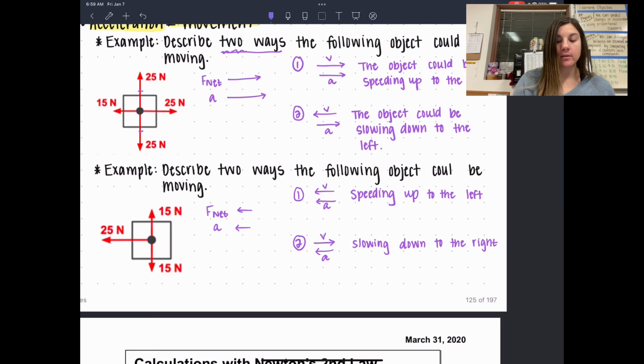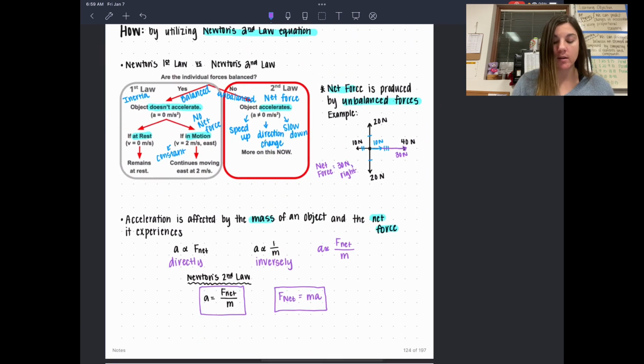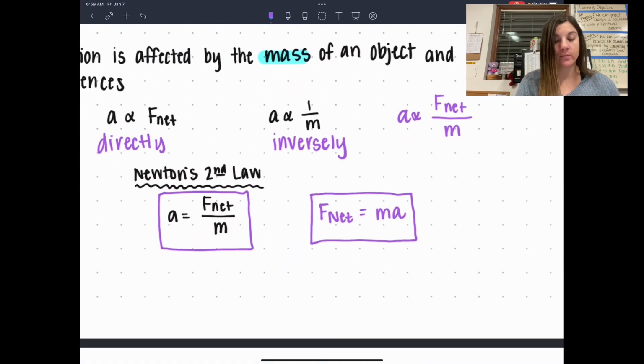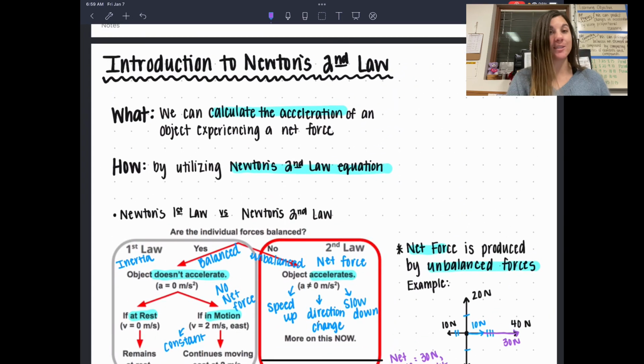So that being said, we've got all of the skills now to be able to solve problems using this second law equation. So you are ready to move on and start putting this learning objective into practice.